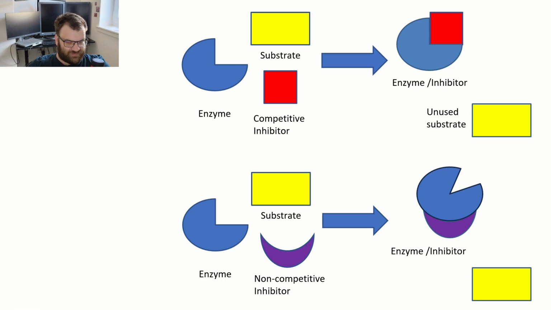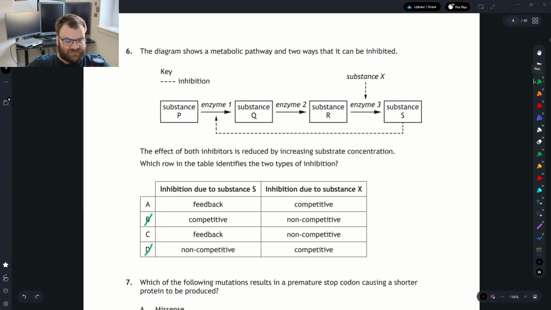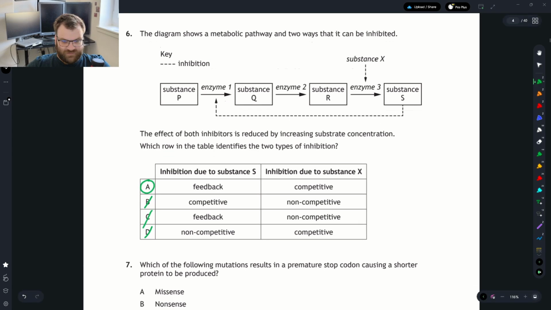Meaning that it is reversed at higher concentrations of substrate. And non-competitive, because the shape of the active site has been altered, the substrate cannot bind to it because it's no longer complementary. Doesn't matter how many of the substrate molecules you have, they won't be able to bind because the shapes aren't matching. If the effects are reduced by the substrate concentration, that means that we're dealing with competitive inhibition, and that gives A as our correct answer for that one.